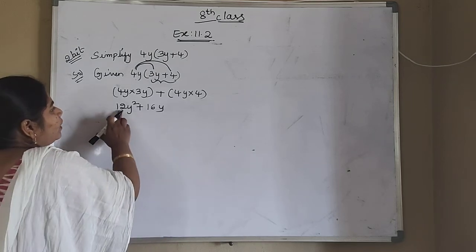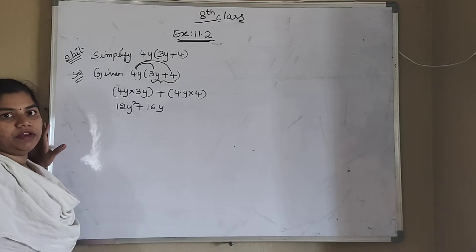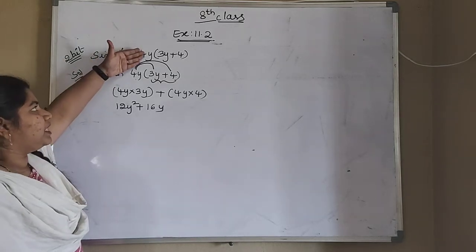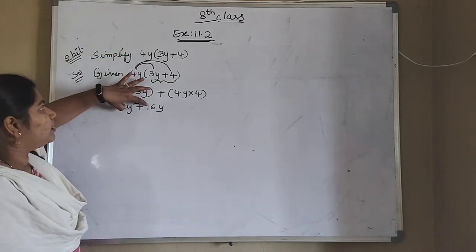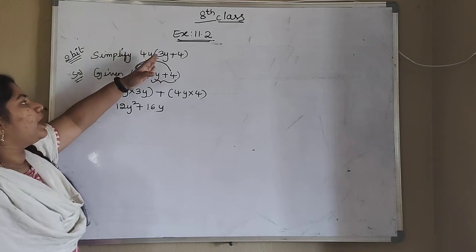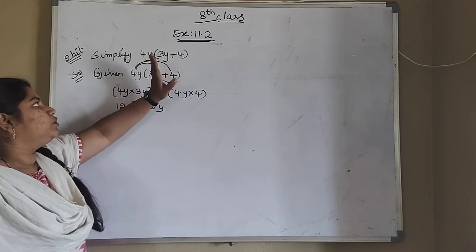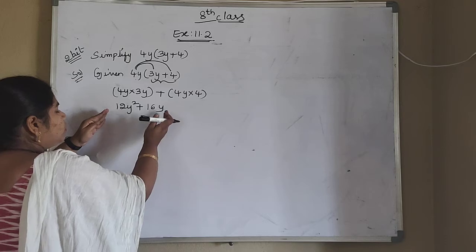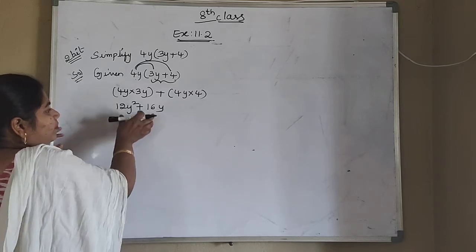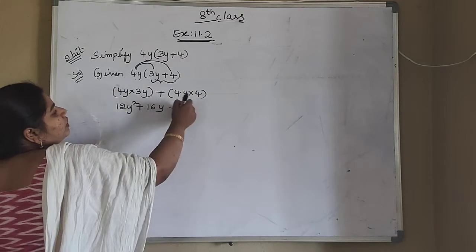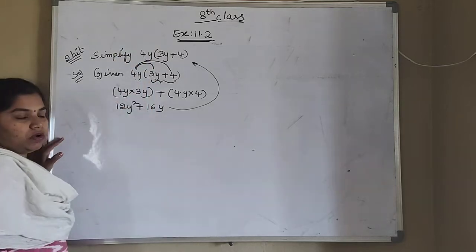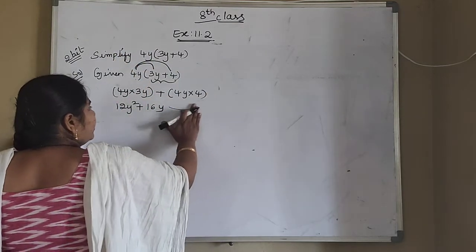So 12 and 16 are in the 4 table. If you take the common term, again it will be 4y into 3y plus 4. If you take out the common terms 4 and y from this, it will again be converted into the question. Okay, so this is our second bit.